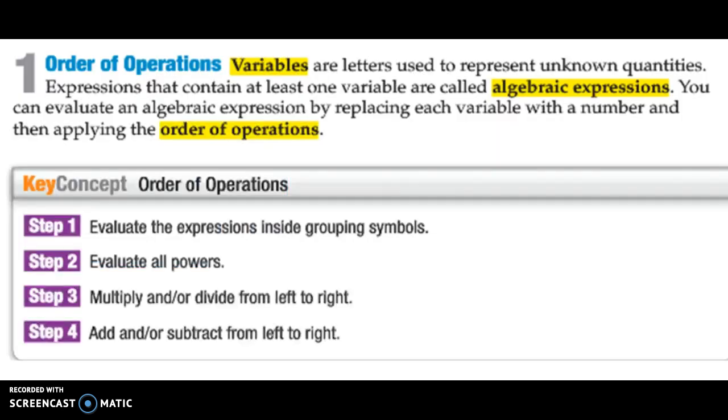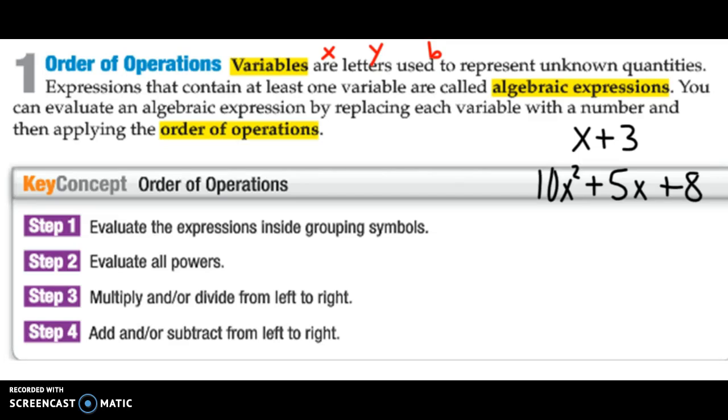First, variables are letters used to represent unknown quantities. Some examples of variables might be x or y or b, any letter that represents some unknown value. Expressions that contain at least one variable are called algebraic expressions. Some examples would be x plus 3, or 10x squared plus 5x plus 8.